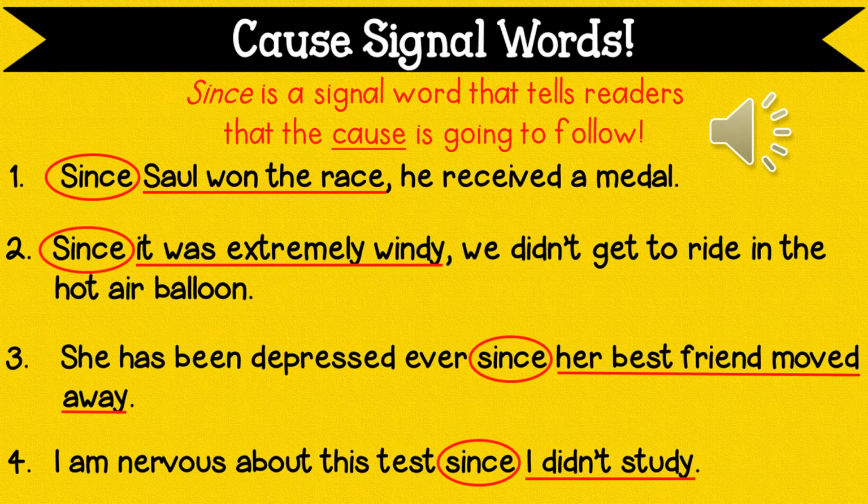Since Saul won the race, he received a medal. Why did he receive a medal? Because he won the race. So as you can see in each of these sentences, the signal word here is since. Fill this in on your chart as we go along.